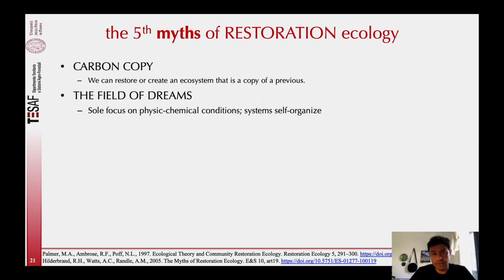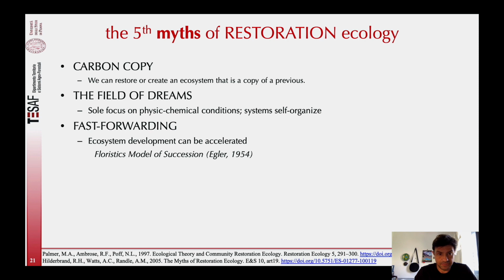The second myth of restoration ecology is called the field of dreams. The idea here is that if you have the chemical and physical conditions, the plants and animals are going to colonize it and restore the conditions you had previously in terms of function and structure. But we already know that it doesn't work like that. You have to have the biological source around to reestablish the ecological functions and the structure.